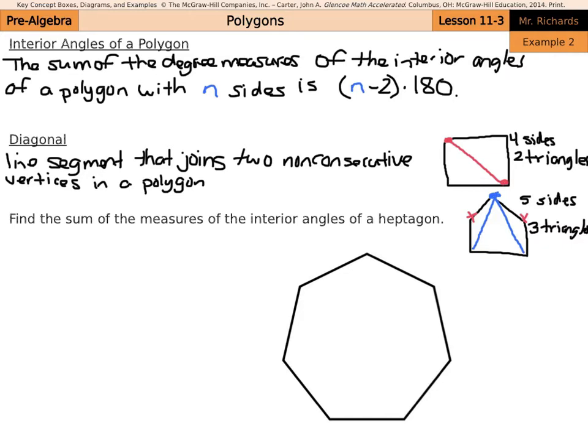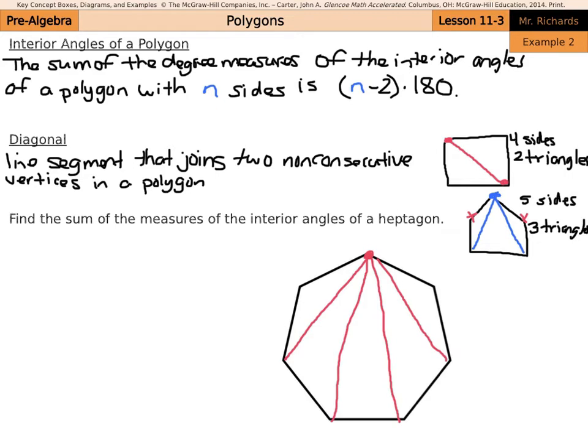Now, find the sum of the measure of the interior angles of a heptagon. Well, if we go the old-fashioned drawing diagonals method, if we just pick a vertex there and draw as many diagonals as we can, and go to here, and here, and here, and lastly, over here.